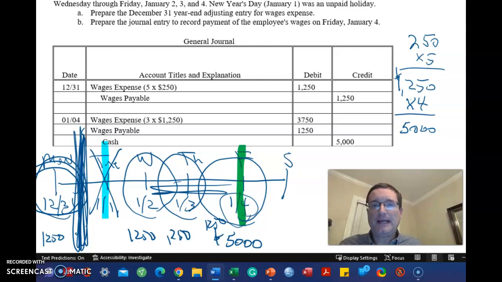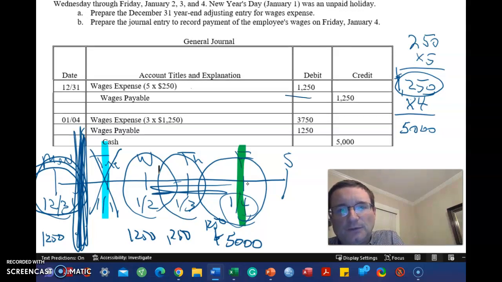Now that you understand the math and the timeline, prepare the December 31st year-end adjusting entry. 1 day, all 5 employees, $1,250. So we debit wage expense $1,250 and credit wages payable $1,250. Even though it's only going to be 4 days, not Monday, Tuesday, Wednesday, Thursday, Friday, 4 days, we're going to be paying them again. Go ahead and set up a payable. That way we've got this $1,250 in last year's expense.